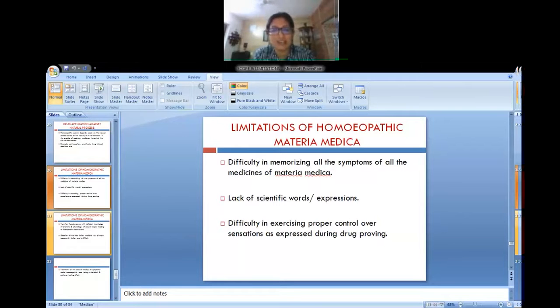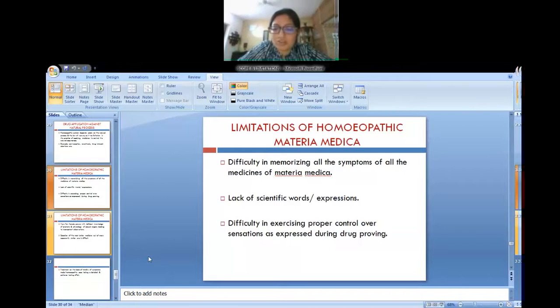Second thing is lack of scientific words and expressions. So, like I said, during Hahnemann's time and during source books like Hahnemann, Herring, and all, they all wrote down the symptoms. They never wrote down the diseases. So, whether you study fever, chills, malaise, and the periodicity, you have to just know those symptoms. He's never mentioned that this is malaria. So, lack of scientific words.